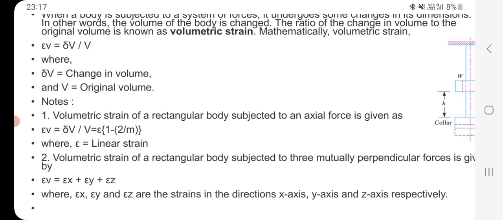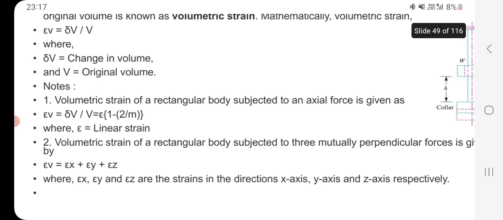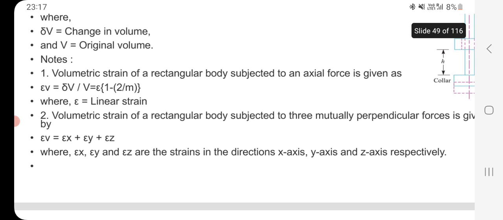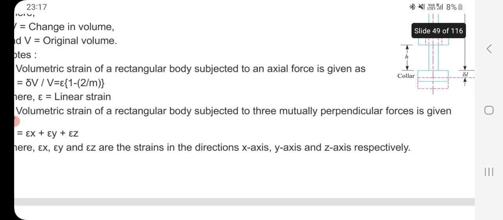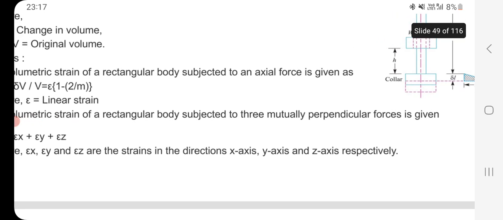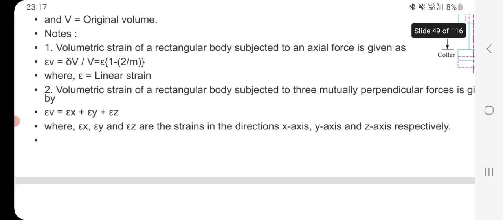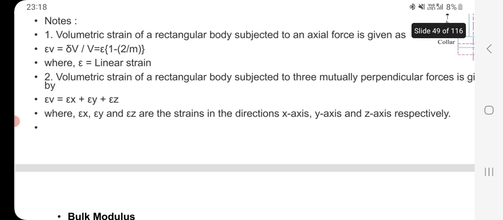Note number 1: volumetric strain of a rectangular body subjected to an axial force is given as Ev equals delta V by V equals e(1 minus 2/m), where e equals linear strain. Number 2: volumetric strain of a rectangular body subjected to three mutually perpendicular forces is given by Ev equals ex plus ey plus ez, where ex, ey and ez are the strain in the direction of x axis, y axis and z axis.